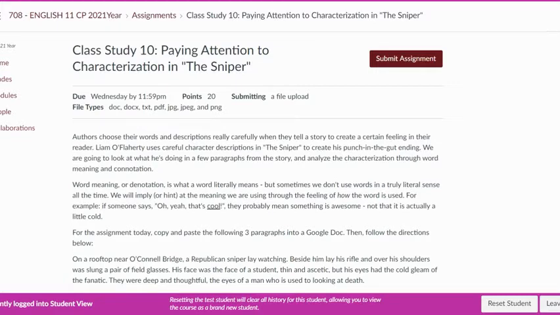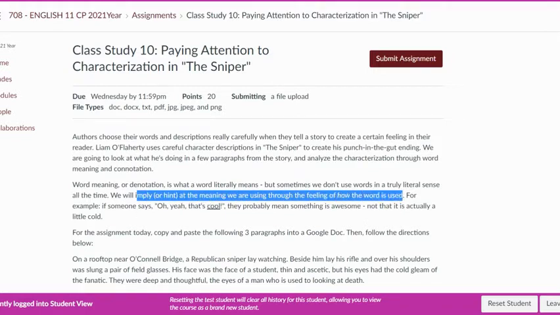So we are going to look at a few paragraphs, 3 specifically, from the story that describe the sniper, and we're going to analyze the sniper's characterization through the descriptions that we get of him and what those descriptions mean and their connotation. Now, a lot of the time we use words in their literal sense, what the word literally means, but sometimes we don't use it in a literal sense. We will imply or hint at the meaning we are using by how we are using that word, the context that we found it in.